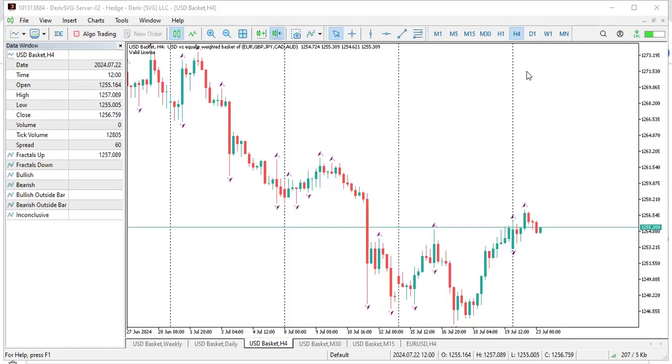All right, welcome to this week's market preview. So we're just going to quickly run through what we were expecting for last week and then dive straight into what to expect for the current week.